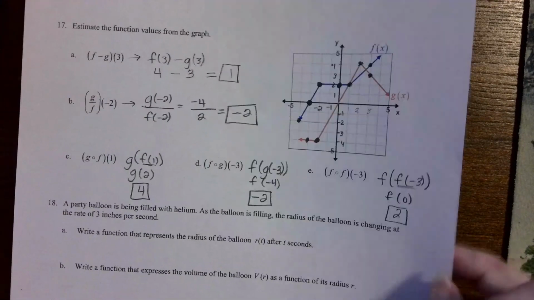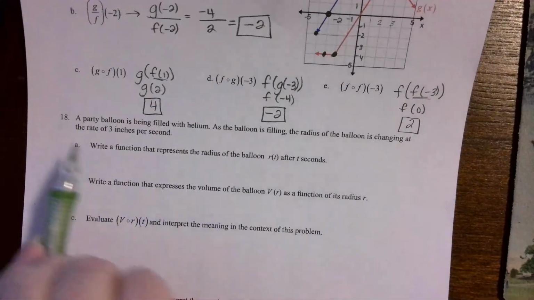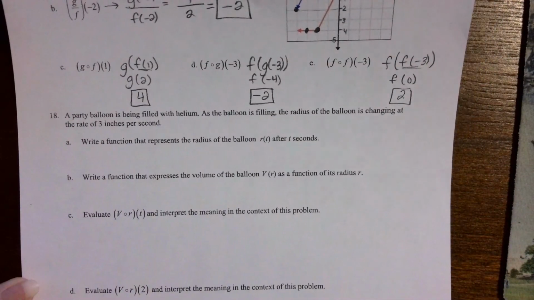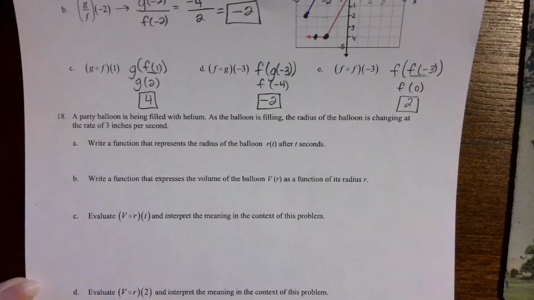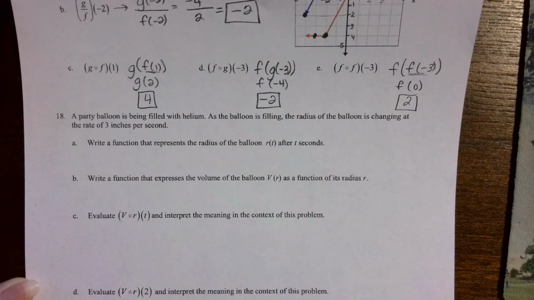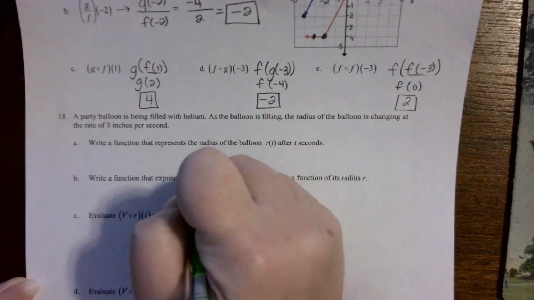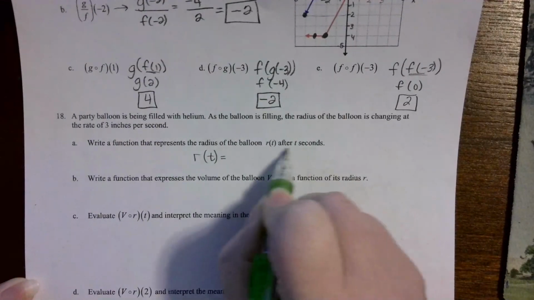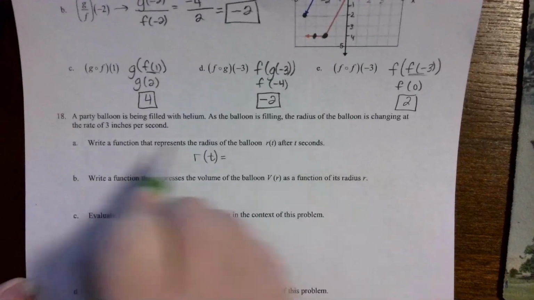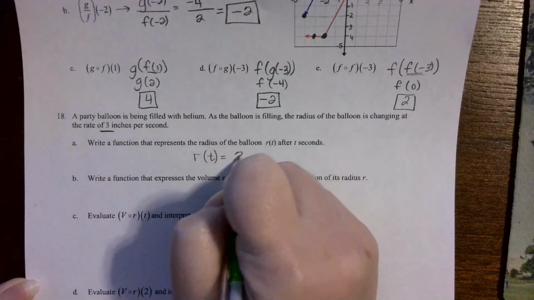All right, our last one, number 18. A party balloon is being filled with helium. So we're gonna think of this as a sphere, as a circle, even though I know that balloons are kind of oblong and they're not exactly perfectly circle. As the balloon is filling, the radius of the balloon is changing at a rate of 3 inches per second. Write a function that represents the balloon in r of t, the radius with respect to time, after t seconds.